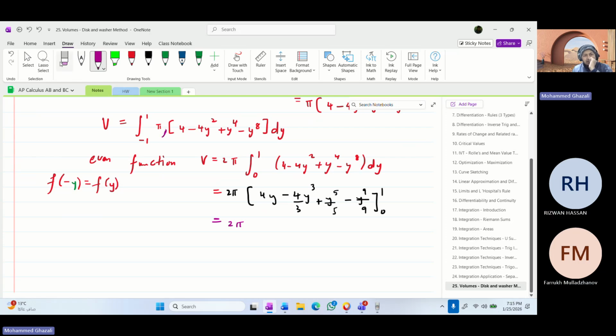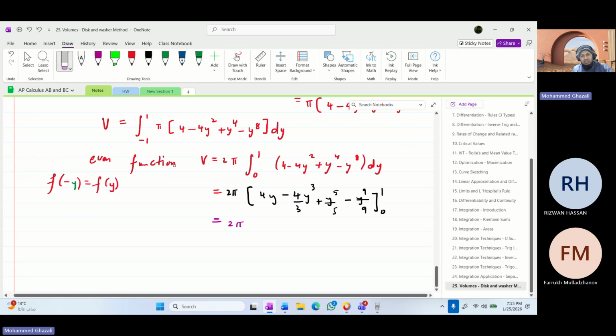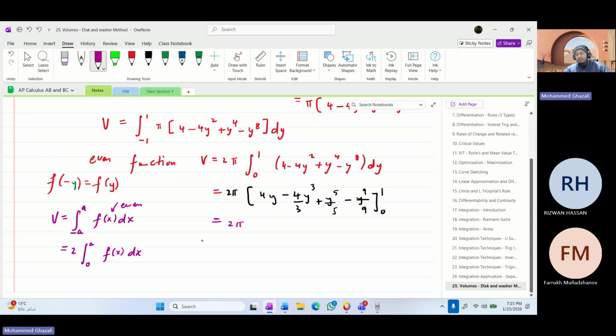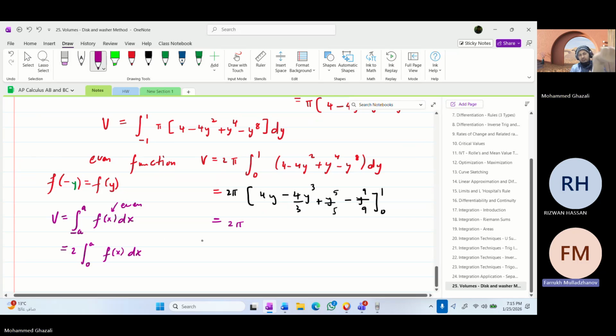If a function is even, remember, the integral from negative a to a of f of x dx, if this is an even function, then you can get 2 times the integral from 0 to a of f of x dx. Only if the function is even. But if it's odd, then the answer will be 0. All right, okay.